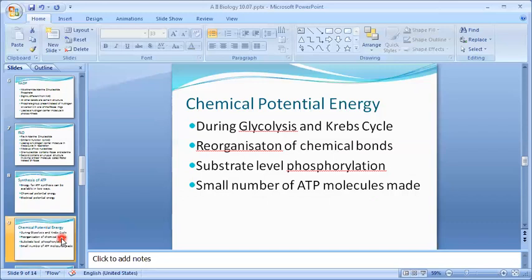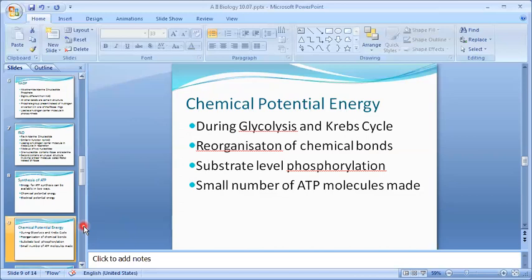Basically, this chemical potential energy is released when there is a reorganization of chemical bonds during the process of glycolysis and the Krebs cycle. We have seen on the way, in glycolysis and in the Krebs cycle, that various compounds are converted into other compounds. Some of them are isomers, and obviously there are structural changes. There is a rearrangement of atoms, so there is a reorganization of chemical bonds. The energy released during this reorganization of chemical bonds is chemical potential energy. That chemical potential energy is then used for the synthesis of ATP molecules, which were 4 in the case of glycolysis and 2 in the case of the Krebs cycle.